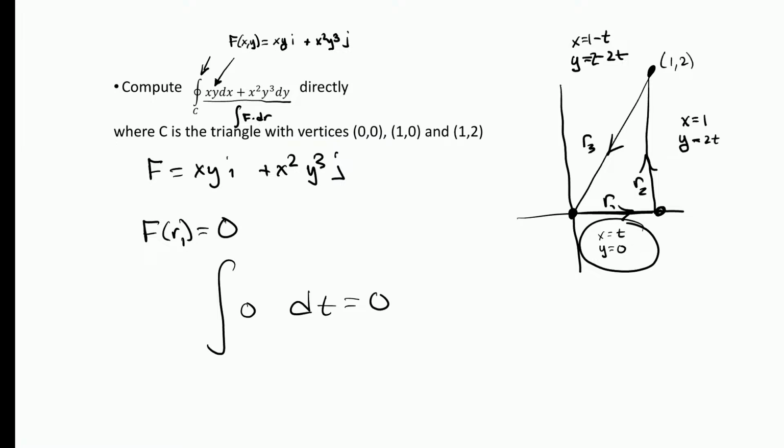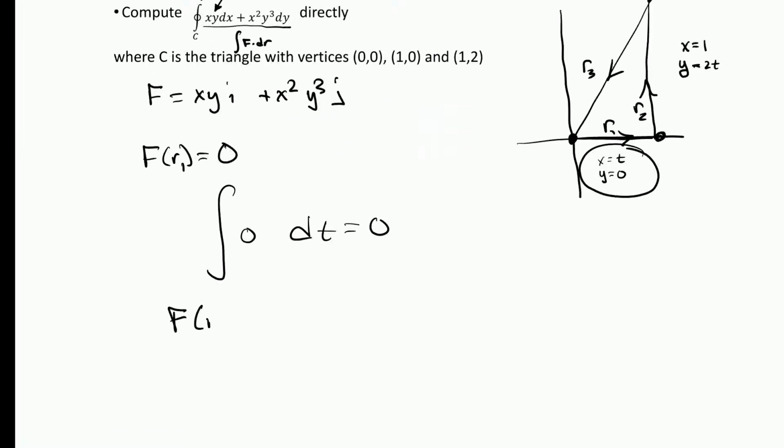What about r2? Okay, so f of r2, that's this. So this is going to be 2t i plus 8t cubed j.